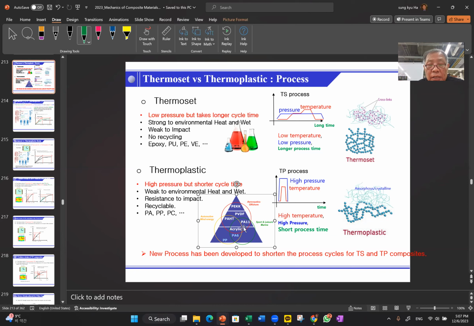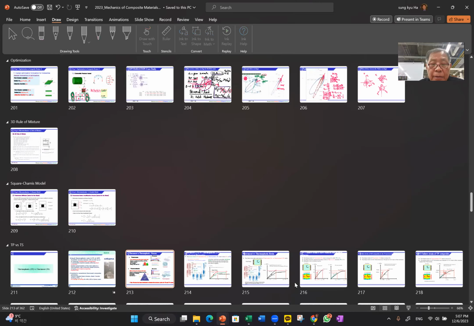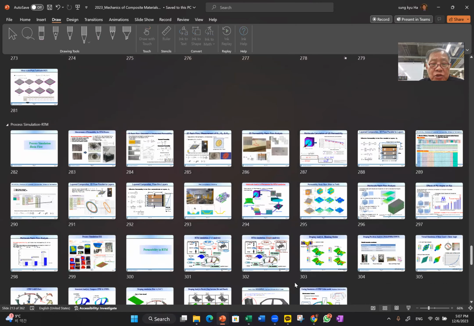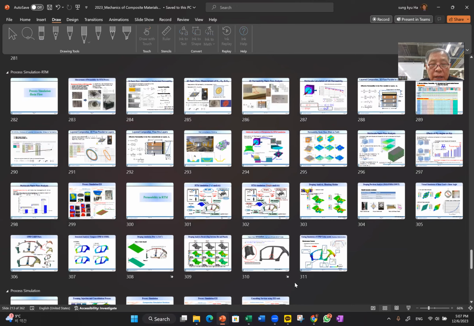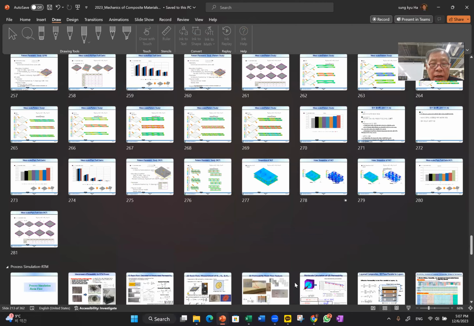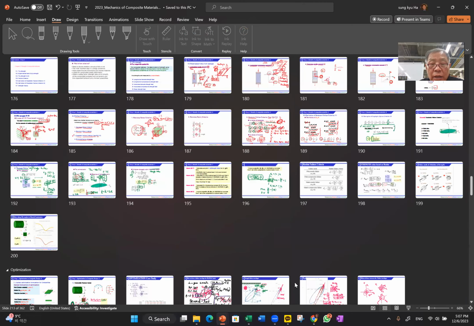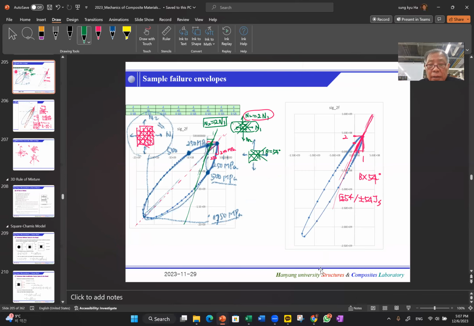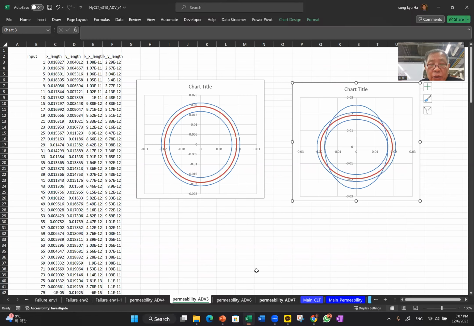Okay, it's good to remember this triangular. Okay, so I try to cover the resin, manufacturing process, simulations, and the thermoset and thermoplastics, and also importantly, failure envelope. Okay, so that's what I like to emphasize, and so using our tools, of course, this tool.